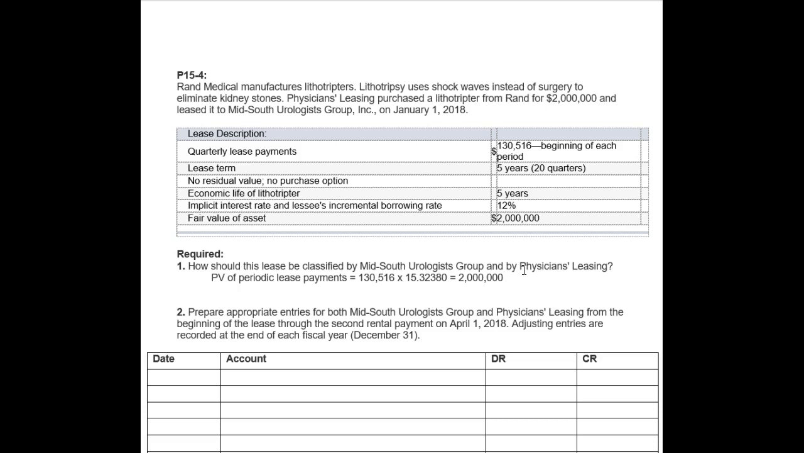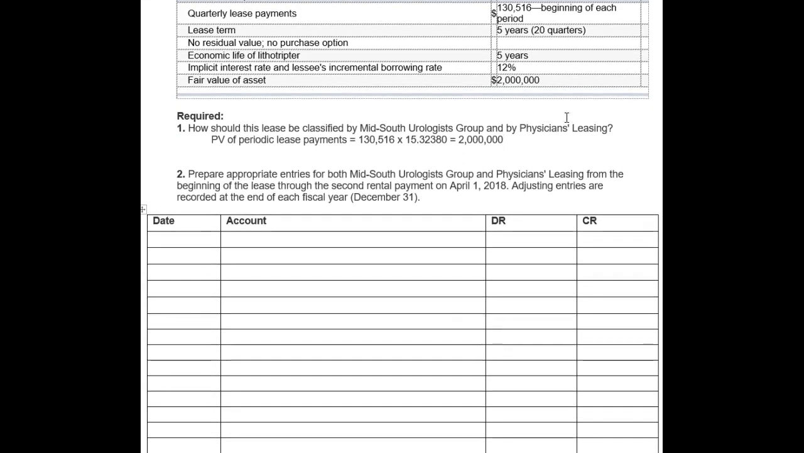Now the 5th criterion states that if the equipment or the asset is of such a specialized nature that no one else could use it, then it's a financing lease. Well, that's not the case here because anybody that does the shock waves for the kidney stones could use this actual equipment. So we know that the 5th criterion is not met. We only have to meet one of the 5. Okay? So this is a financing lease. So now it says, oh, what about Physicians?